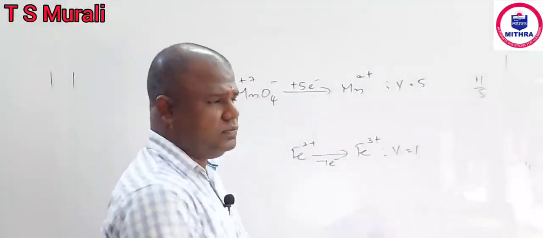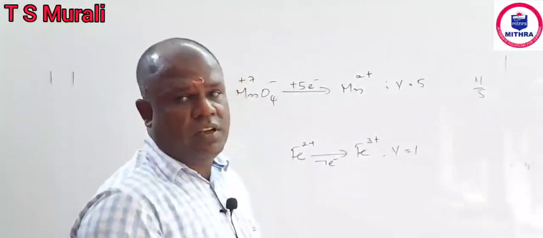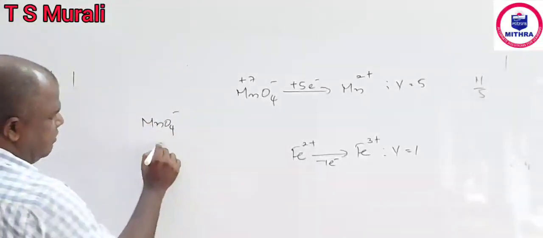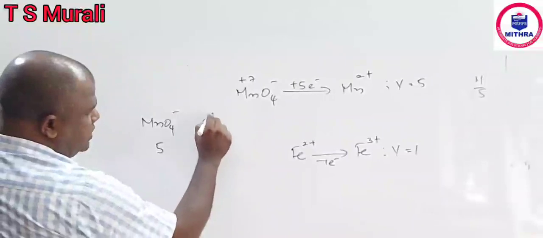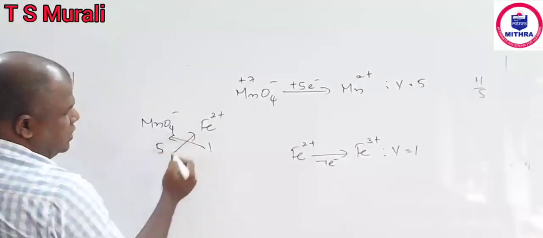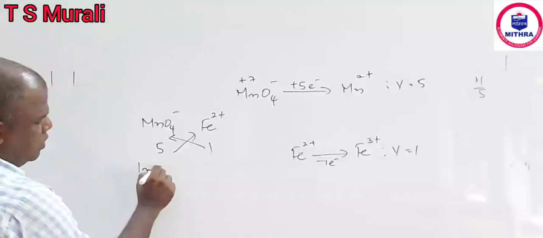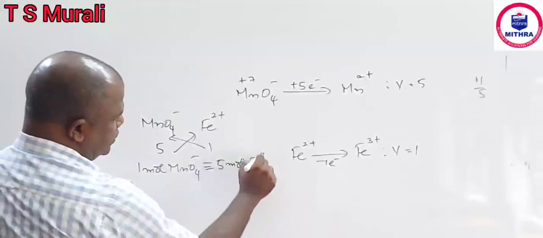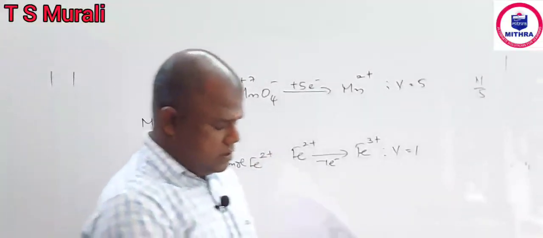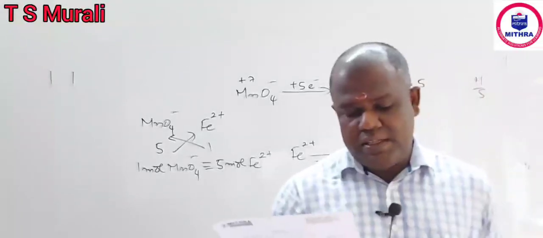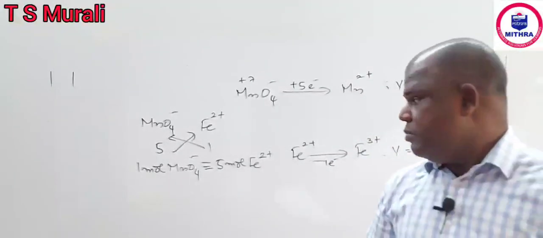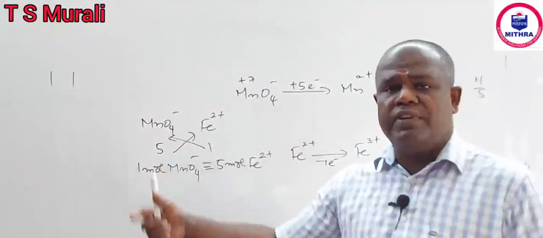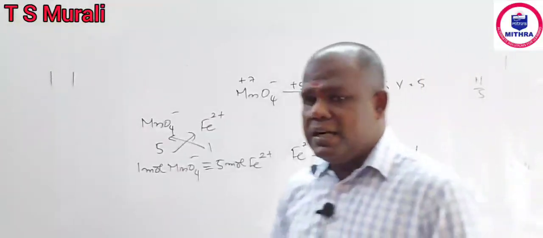Then I will give a short form. There are so many short forms; we are giving only some of them. MnO4 minus, as per the discussion, has valency 5 in acidic medium. Fe2+ has valency 1. So when cross multiplying, 1 mole of MnO4 minus can combine with 5 moles of Fe2+. Agree? So the number of moles of Fe2+ oxidized by 1 mole of KMnO4 is 5. Suppose the question is reversed: 1 mole of Fe2+ needs how many moles of MnO4 minus? The answer is 1 by 5.